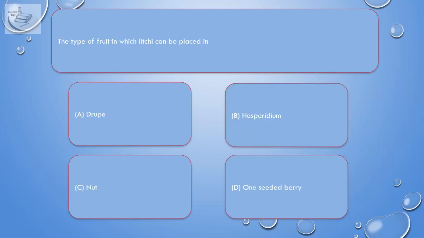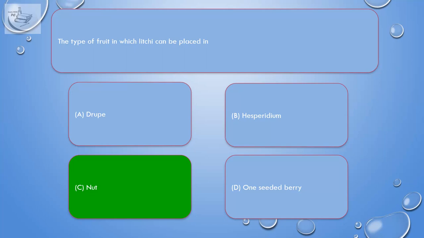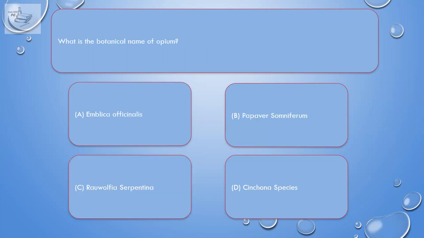Question: the type of fruit in which litchi can be placed in? A. Drupe. B. Hesperidium. C. Nut. D. One-seeded berry. Correct answer is C. Nut. Question: what is the botanical name of opium? A. Emblica officinalis. B. Papaver somniferum. C. Rauwolfia serpentina. D. Cinchona species. Correct answer is B. Papaver somniferum.